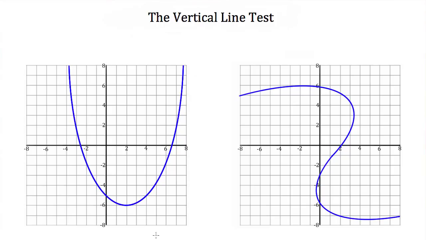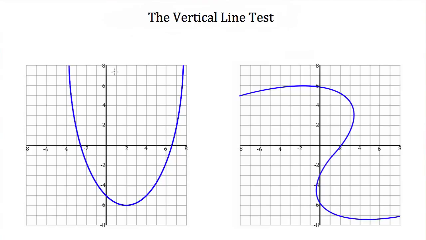Now, an easy way to determine if the graph of your relationship represents a function is to use the vertical line test. That basically means that you draw vertical lines through your graph and you see if there is any place that you can put a vertical line where you would intersect the graph in more than one place.